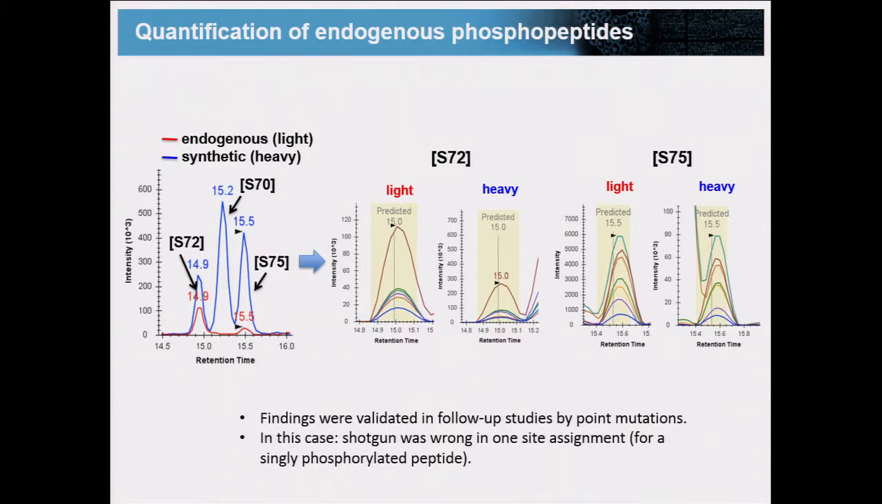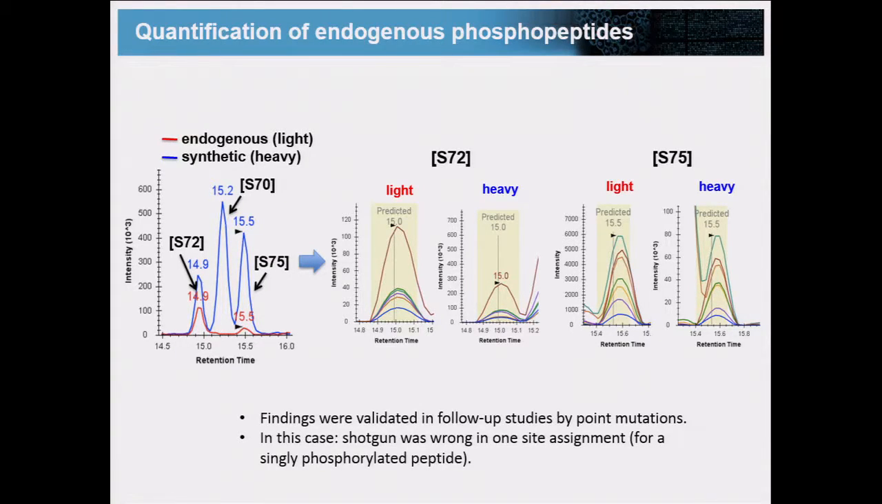We now need to select the peak boundaries very carefully. So we select the peak boundaries here and here for the light and the heavy. We select the peak boundaries here and here for the light and the heavy. And we basically quantify this phosphopeptide isomer separately from this phosphopeptide isomer. So by considering retention time as well, in this case we were able to separate on the chromatography the different phosphopeptide isomers and quantify each of them correctly.